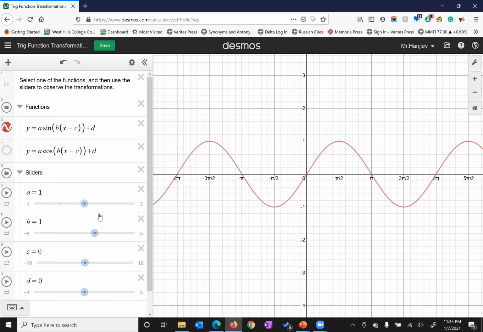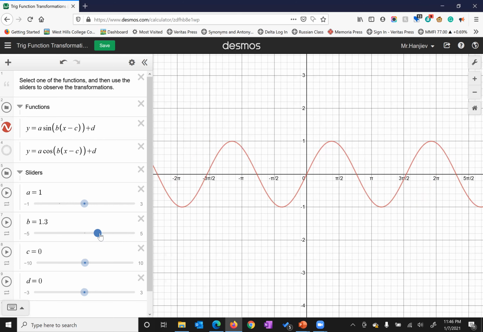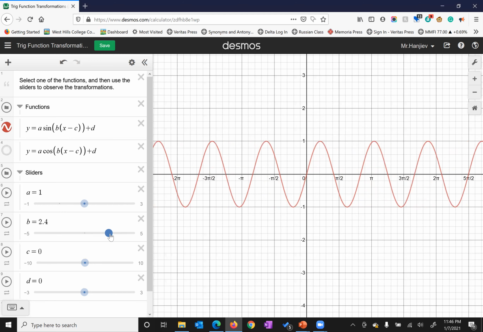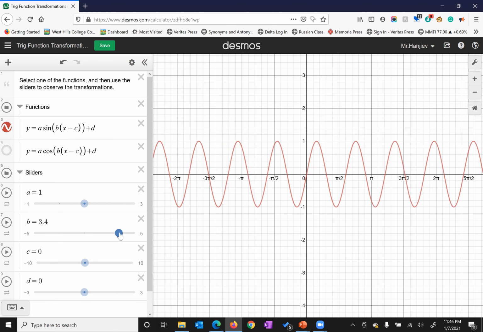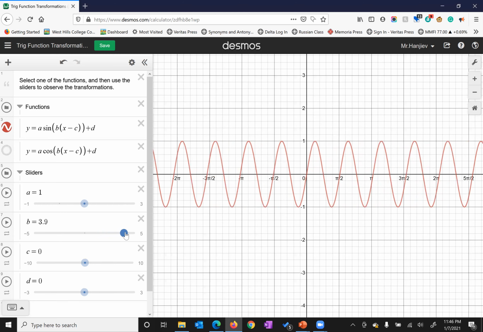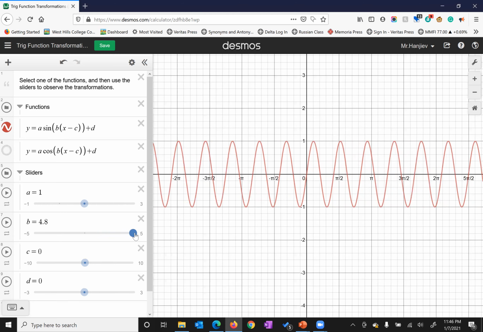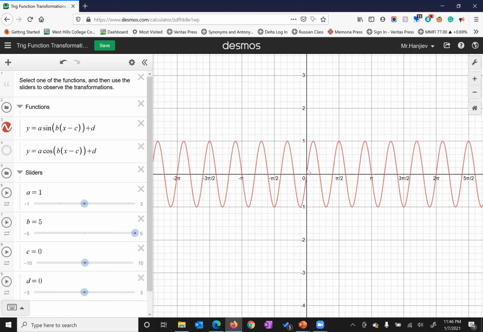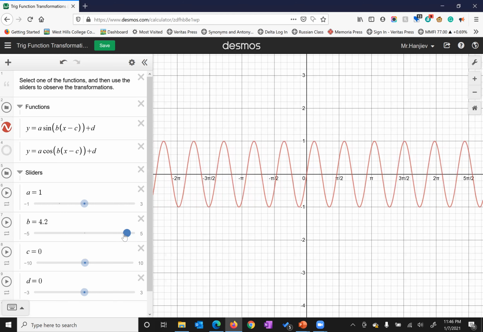Okay. The other part we're going to deal with is the b value right here. So b is whatever's multiplying x. The b is the multiplier to x. Let's see what happens as I adjust this up to a 5. I'm getting bigger and bigger. Oh, look at that. We can say the graph gets squished horizontally. So the bigger the number, the faster it goes up and down.